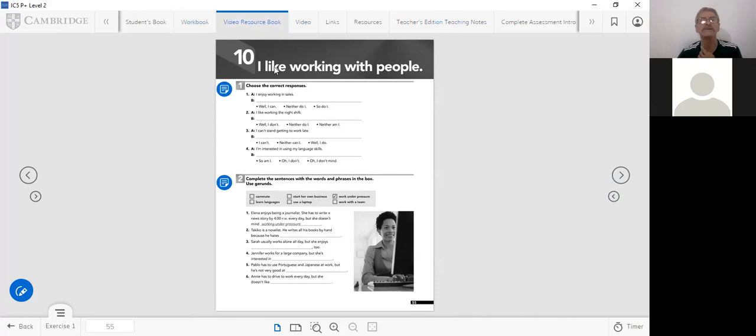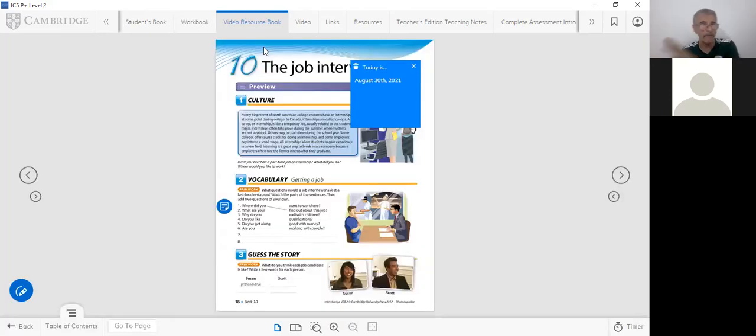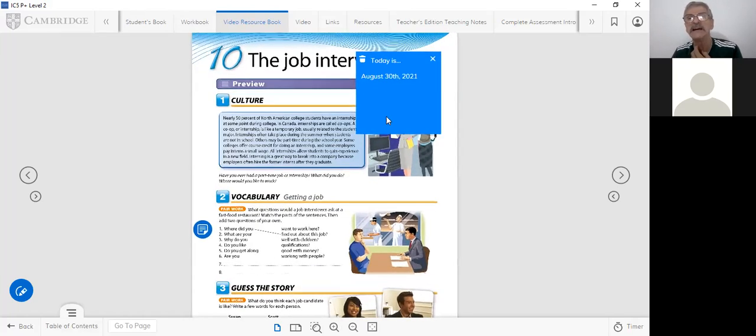So we are going to the video resource book again, because this is the way I like to do it: presenting the video first to solve the four pages which correspond to the video resource book. And then we go back to the student book and to the workbook, because I consider that this is better. Okay, observe, what is the date?